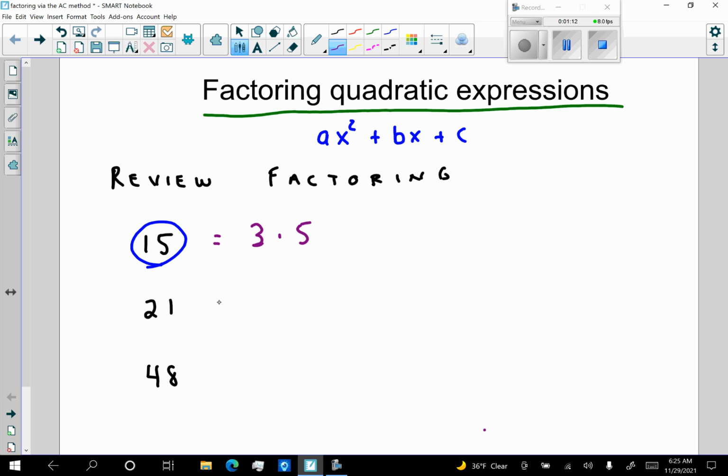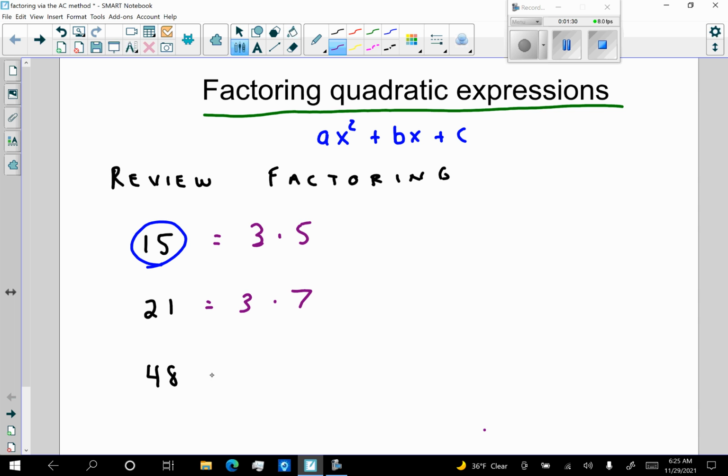In like manner, I see 21. Well, 21 is going to be what? 3 times 7. 3 times 7 is 21. Again, 3 times 7 is the factorization of 21.